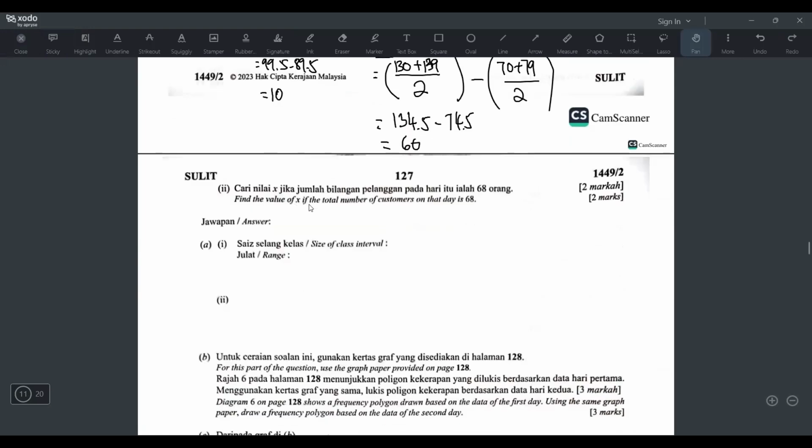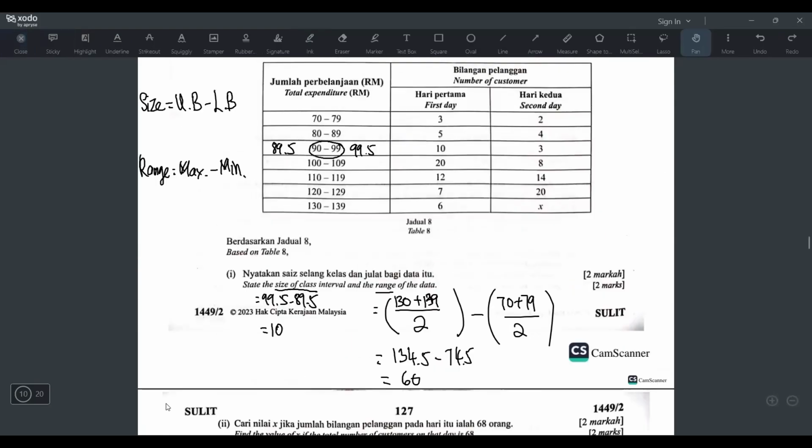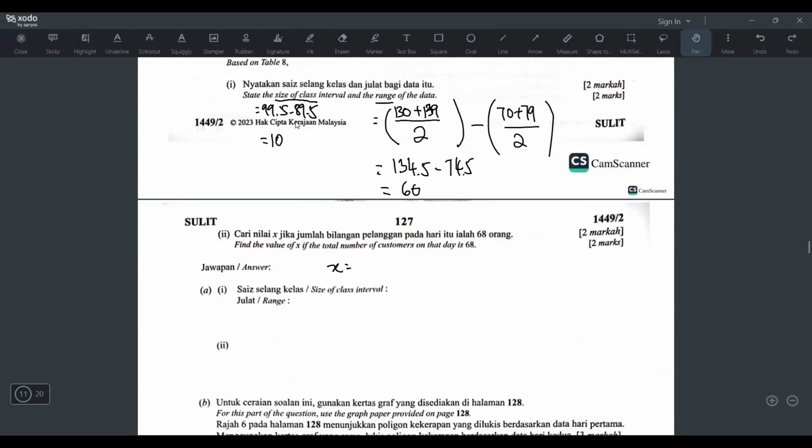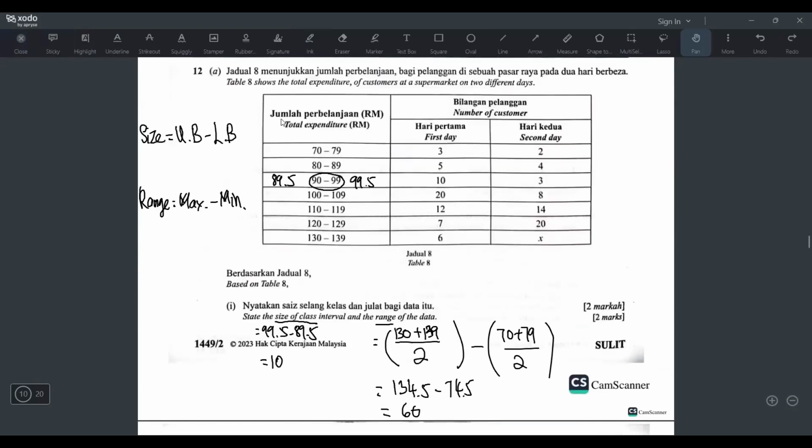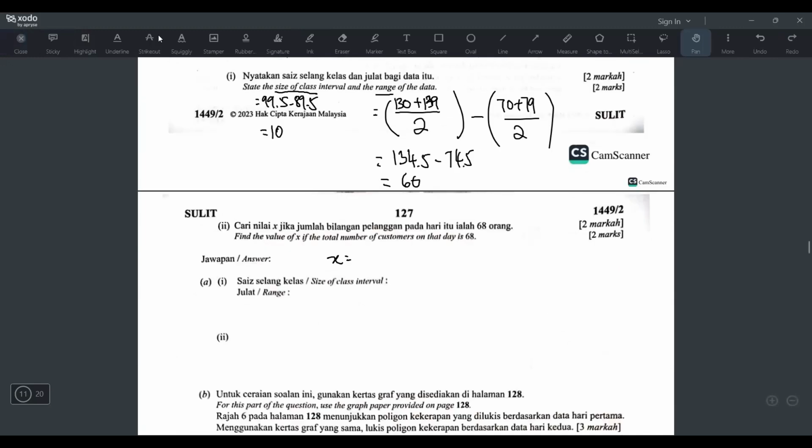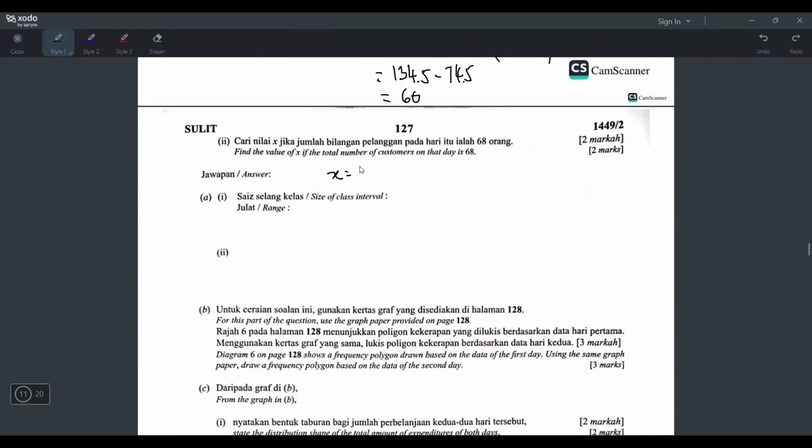Okay, number 2. Find the value of X if the total number of customers on that day is 68. Where is X? This one is X. And they say the total number of customers on that day is 68. So the total here is 68. I just take 68 and subtract all of these, and I get the answer. If you press all this, you get 17. So the answer is 17.